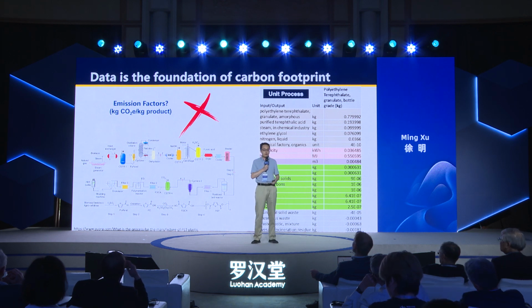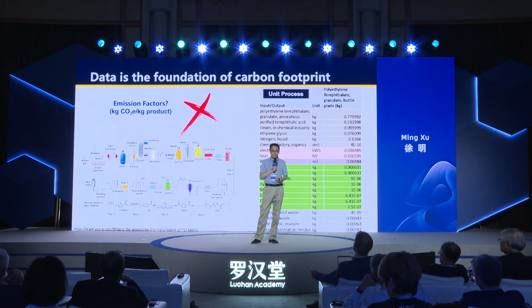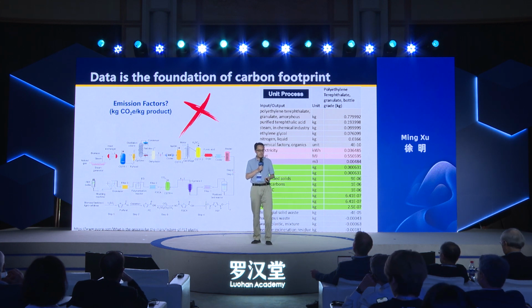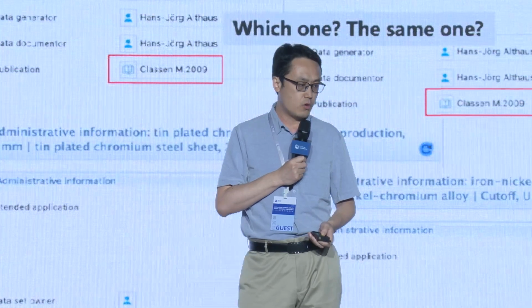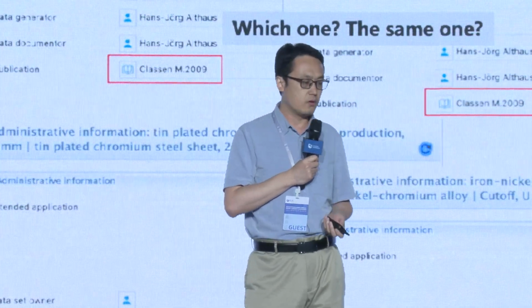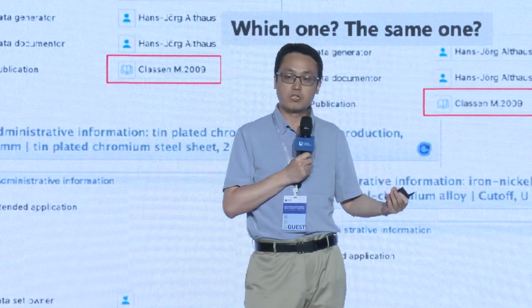What we need for calculating carbon footprint is so-called unit process data. For example, making PET bottle grade PET granulate, we need what kind of material input, energy input, and how much material output, including emissions. Right? So there are a lot of challenges for those data and also certification.